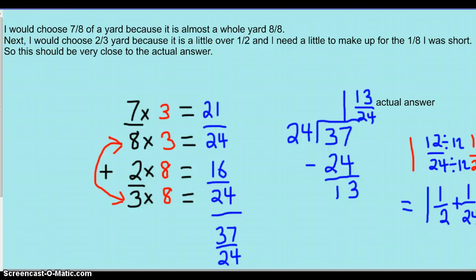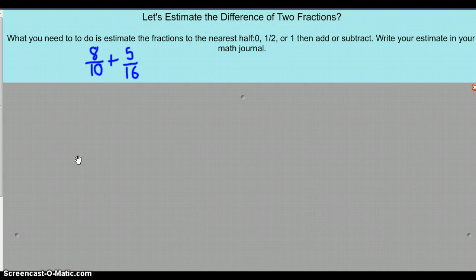I would choose 7/8 of a yard because it's almost a whole yard, 8/8. Next, I would choose 2/3 yard because it's a little over a half, and I need a little to make up for the eighth I was short. So this should be very close to the actual answer. So then I went ahead and worked it out to see, and I was very, very close, as you can see.